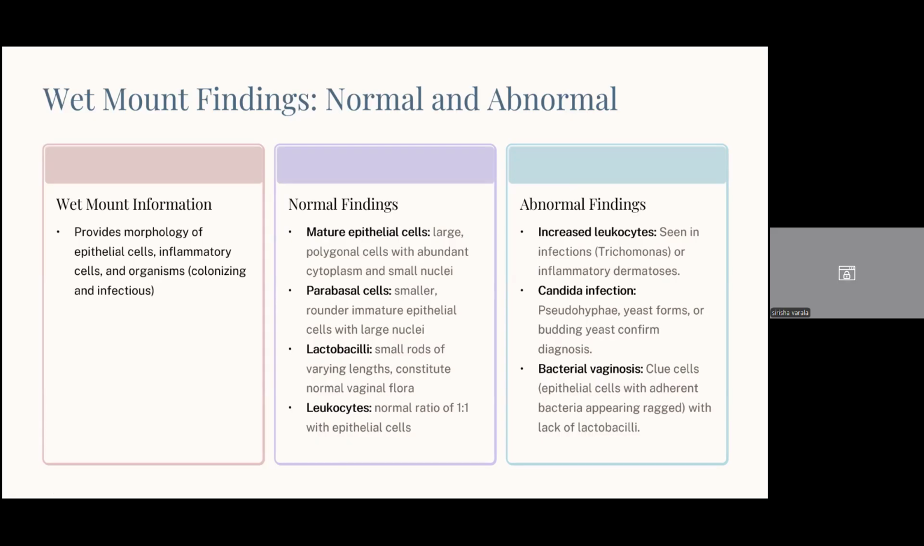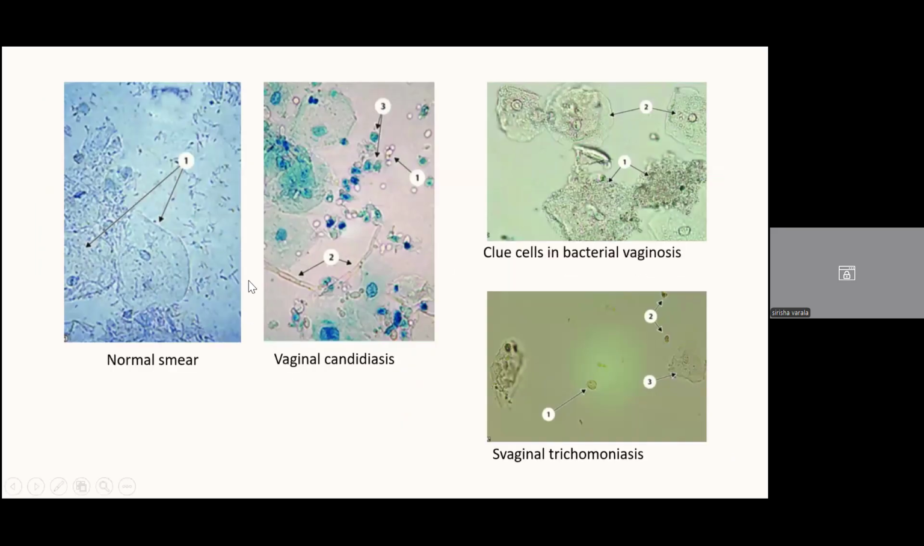In candidal infection, you'll be able to see pseudo-hyphae, yeast forms and budding yeast cells. In bacterial vaginosis, clue cells. So I'll show you a clue cell, how it looks, with a lack of lactobacilli. The first one is a normal smear. You will just be able to see the polygonal vaginal epithelial cells.